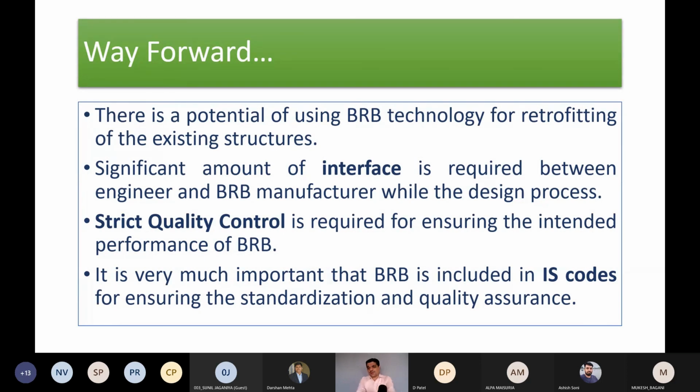A significant amount of interface is required between the engineer and the BRB manufacturer during the design process. Strict quality control is required for ensuring the intended performance of BRB. And it is very important that BRB is included in Indian standard codes for ensuring standardization and quality assurance. So before it is implemented in real projects, I strongly believe that it should be included in the Indian standard codes so that we can achieve standardization as well as quality assurance.